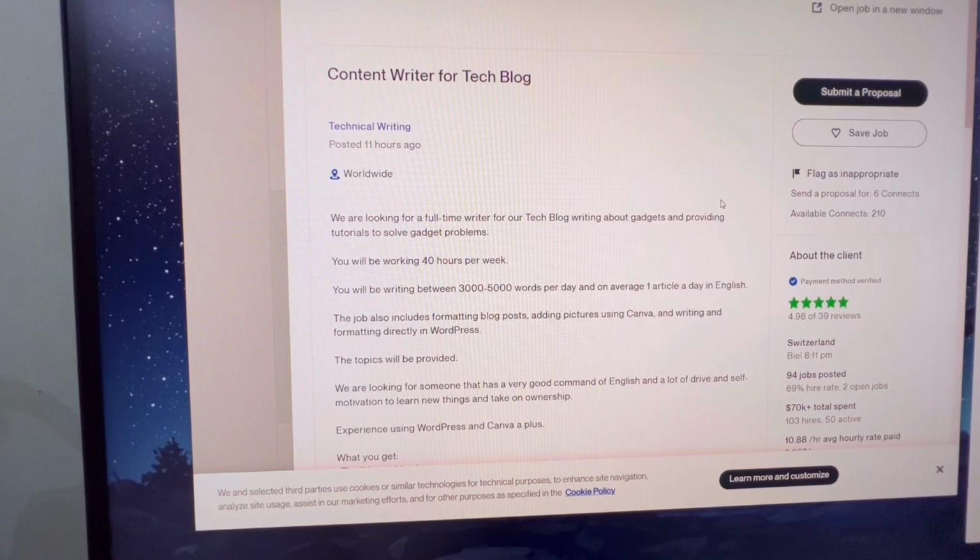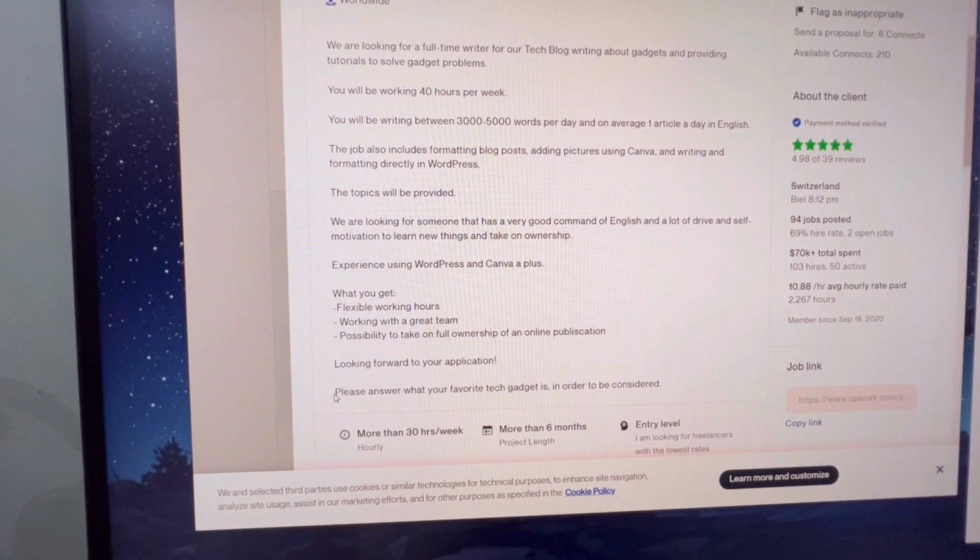So obviously, number one, the most important thing you need to do is to read the job post thoroughly. Sometimes, or most of the time actually, there are some hidden instructions that you have to follow in order to be considered for the job. So in this case, at the end of the job post, they said, please answer what your favorite tech gadget is in order to be considered.